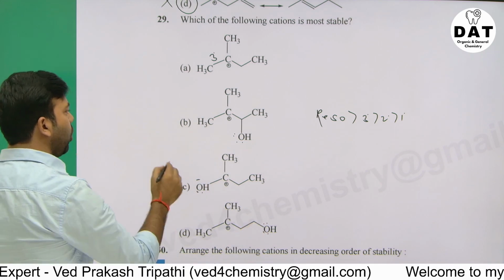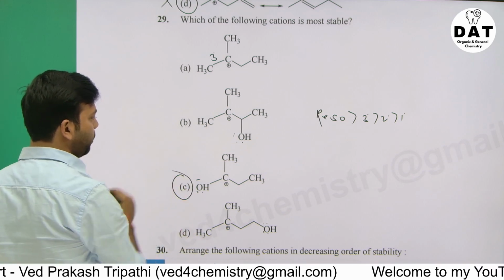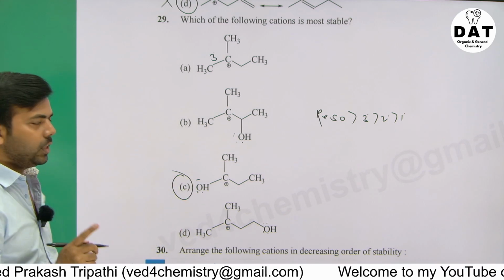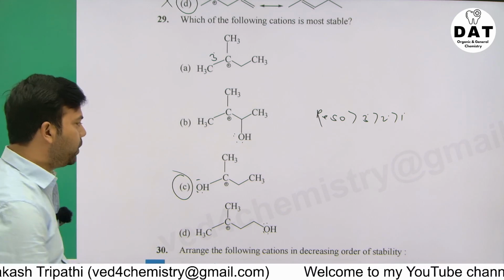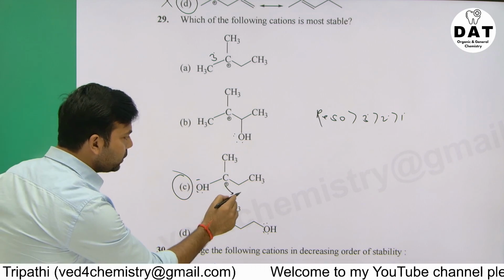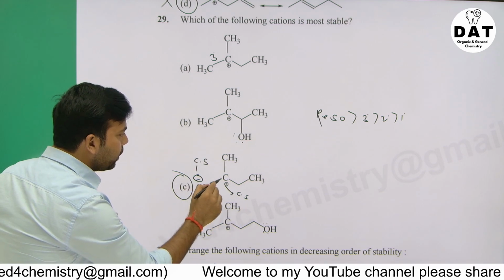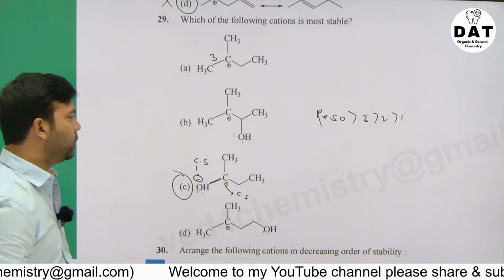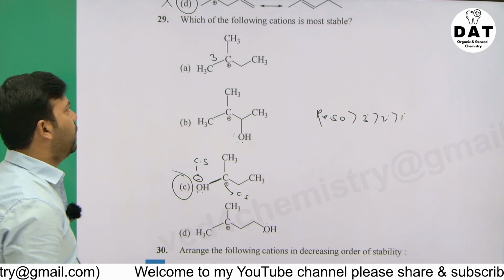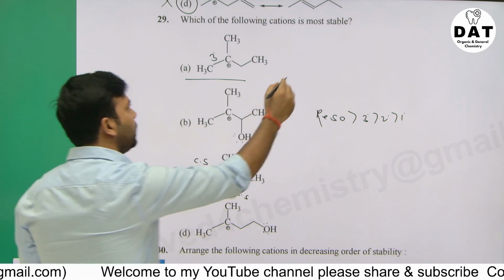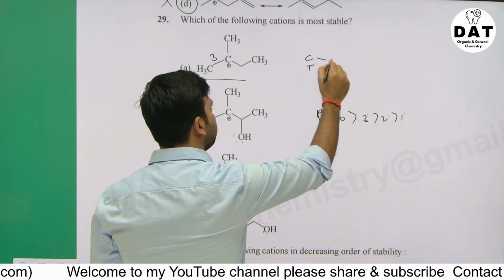So resonance only in option C. Clear? Resonance only in option C. Why? Because this lone pair and positive charge, this is a conjugate species, this is a conjugate species, and they are separated by a single bond. So this is in resonance. Clear? And this case and this case are different in nature.